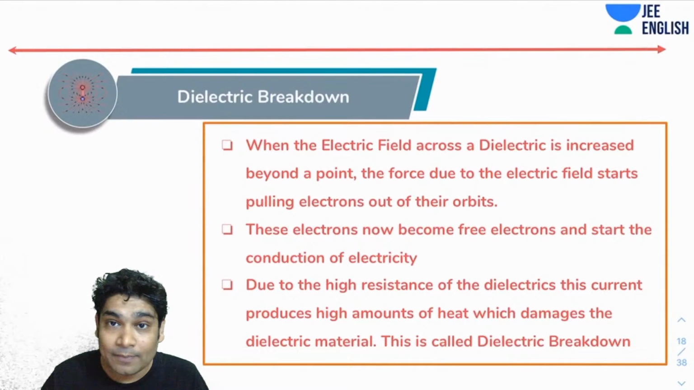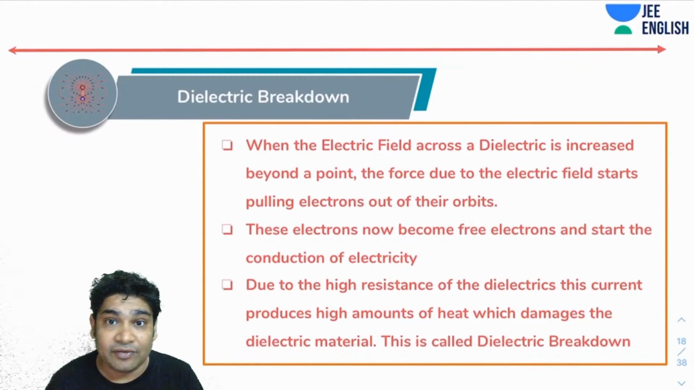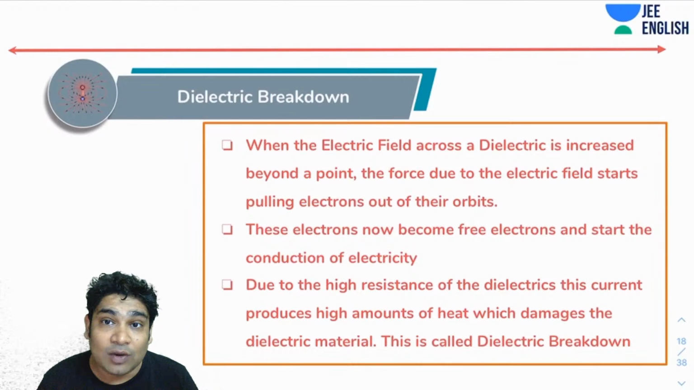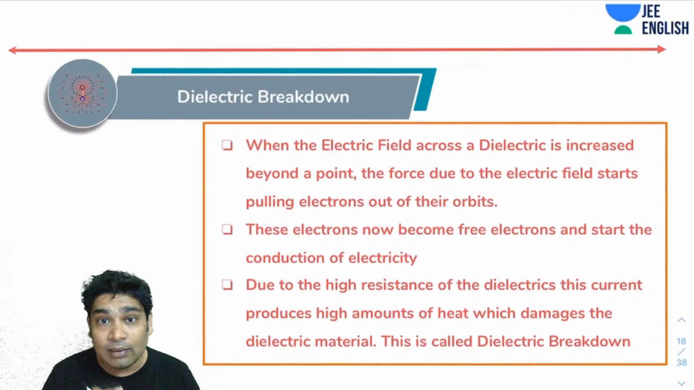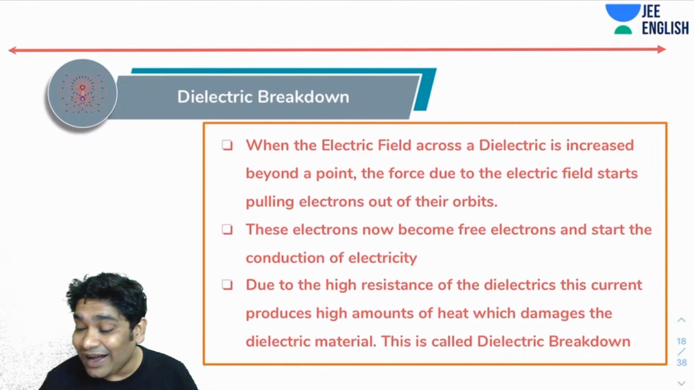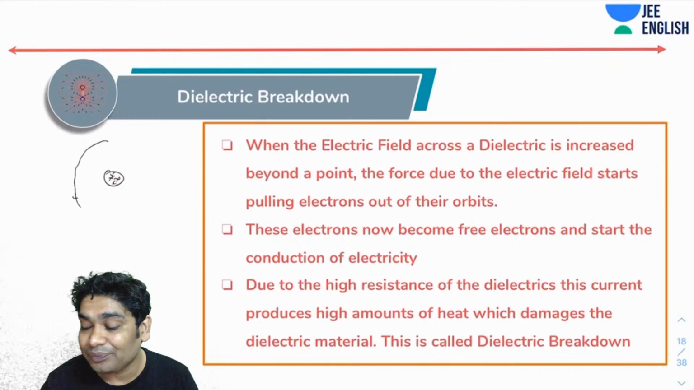We also talked about dielectric breakdown last time, if you remember. We realized that when the electric field across a dielectric is increased beyond a point, if you go on increasing the field, there will come a point when... why are the electrons of any dielectric, or any material for that matter, bound to their nuclei?